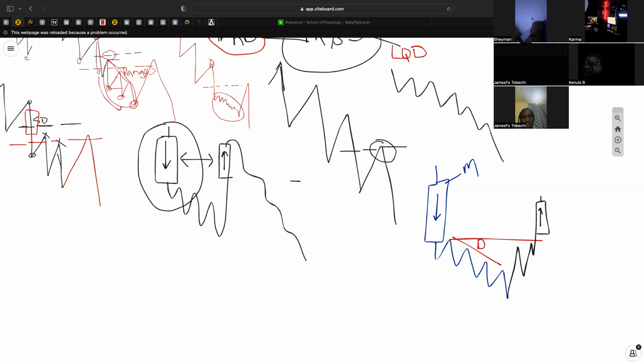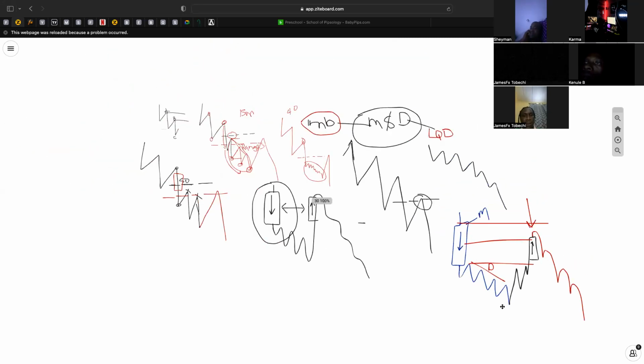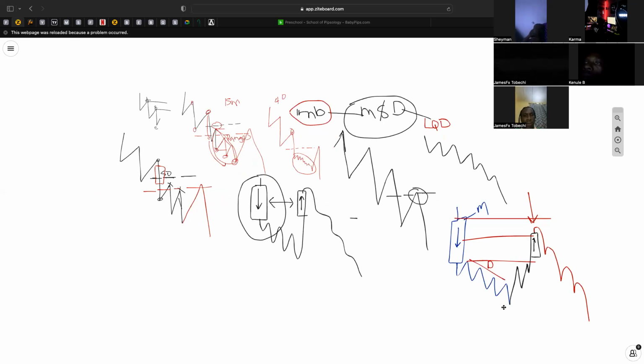Then after the rebalance, what do you expect? Market will now move to the opposite direction. That is why we used to get in around here. So this is the momentum, which is the imbalance. The distance is what? The liquidity.